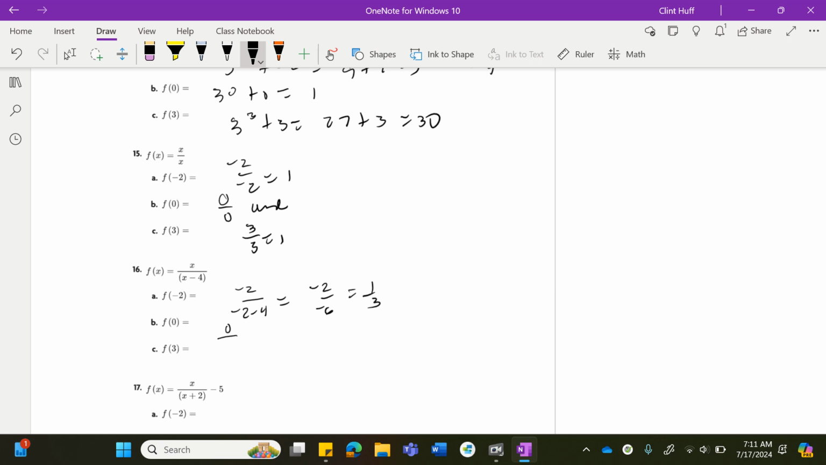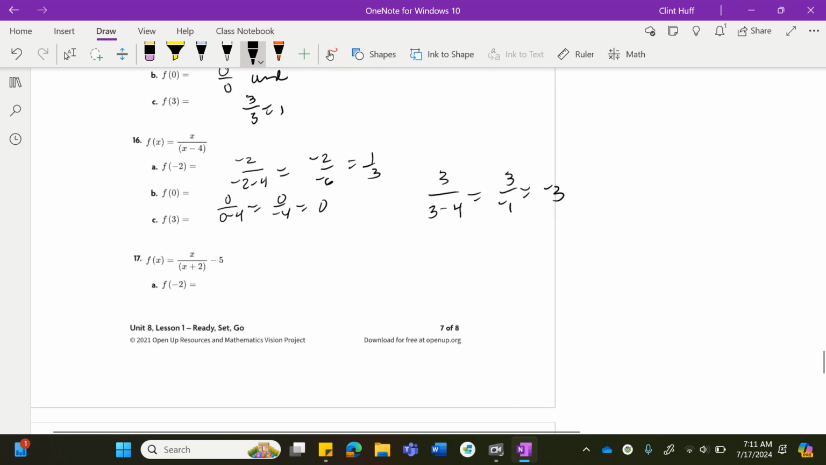Next one's going to be 0 over 0 minus 4, which is 0 over -4, which is 0. And for part C, I'll push over here. That's 3 over 3 minus 4. That's 3 over -1, which is -3. All without a calculator here, folks. We should be trying to do these with mental math.